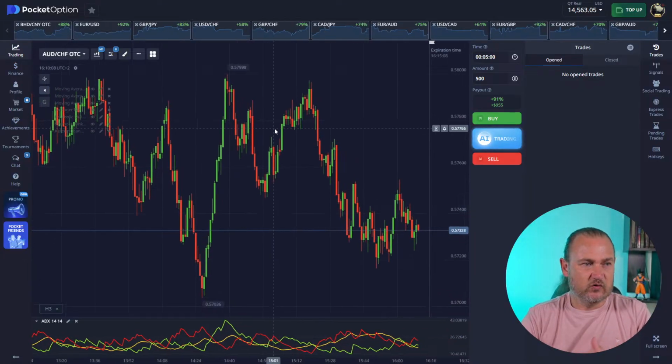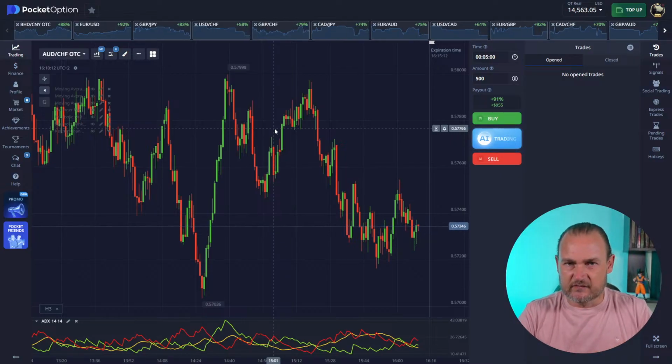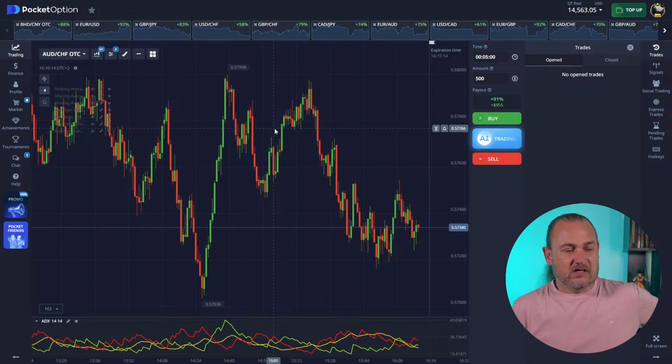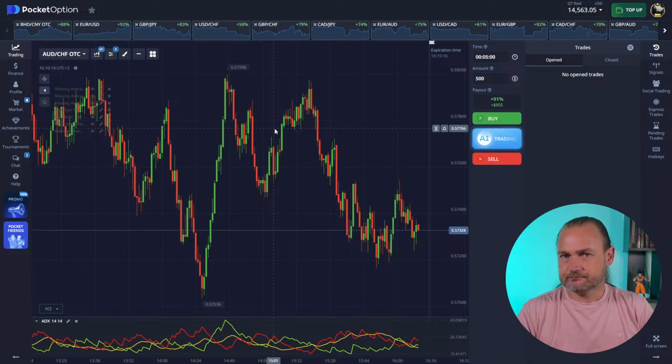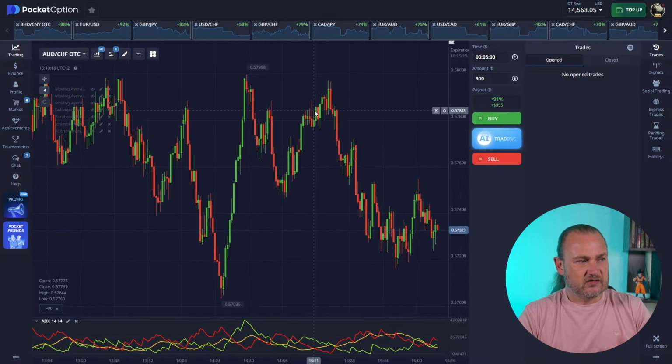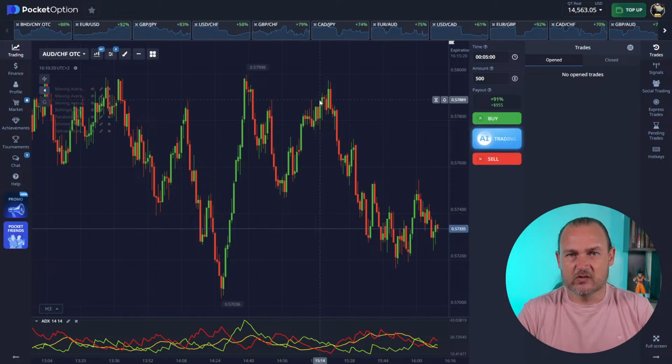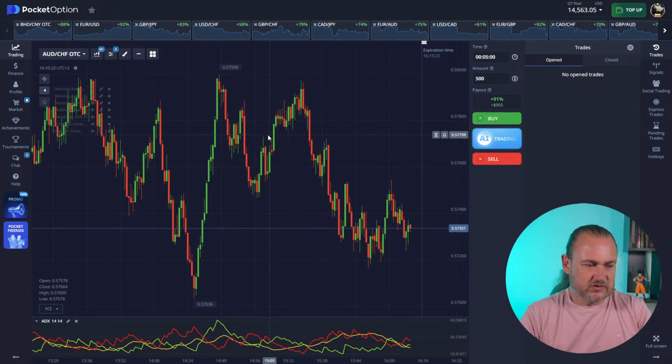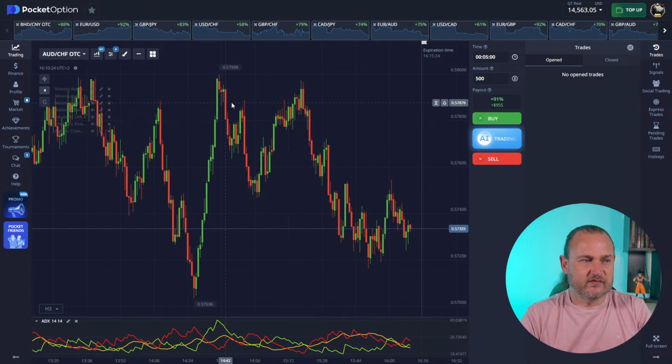From 1 minute to 4 hour to daily, you can use this on any time frame. So don't get stuck on time frames. Trade what you're comfortable with. I use this in Forex as well on the higher time frames, and then I use it on the shorter time frames for options as well, for binary options. So all time frames will be fine.